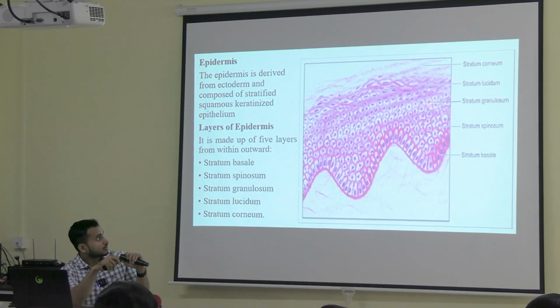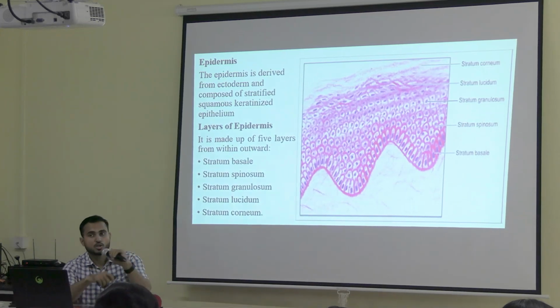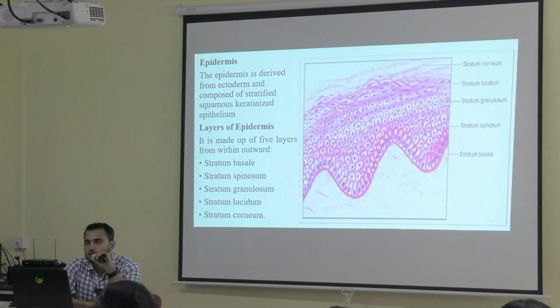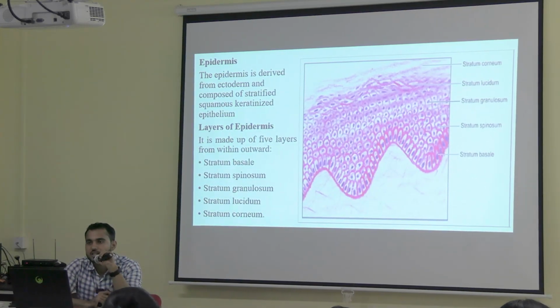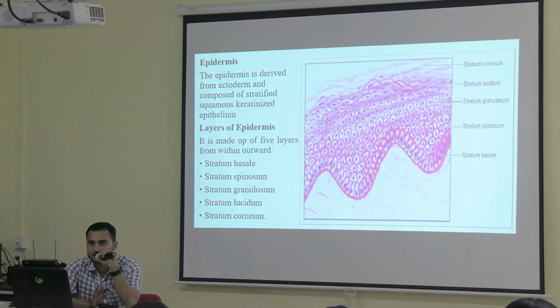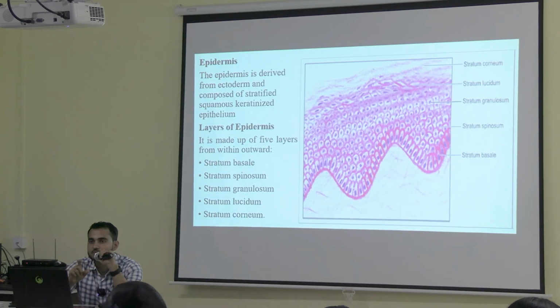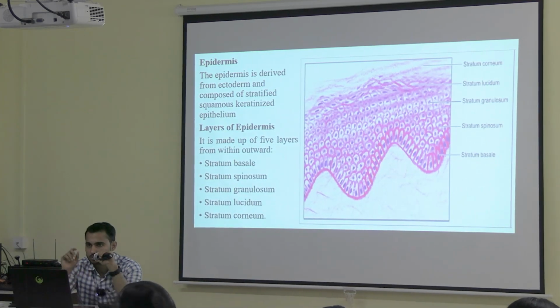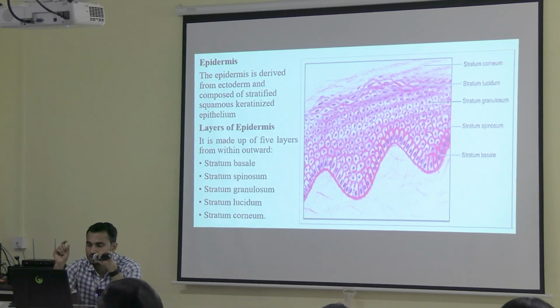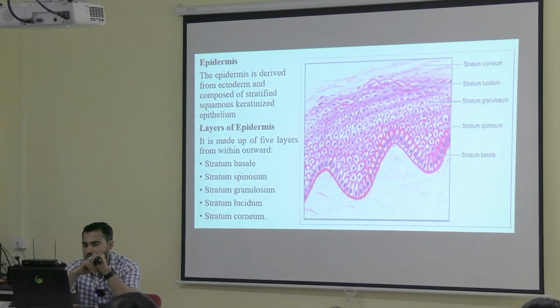Next is the stratum lucidum. Now here you can see a homogeneous layer is present. That is called stratum lucidum. Now please keep that in mind. This layer, stratum lucidum, is well developed and present only in the case of thick skin. In thin skin, stratum lucidum is not present. This is one of the main differences between thin and thick skin. In thick skin, stratum lucidum is well developed, and in the case of thin skin, it is absent.